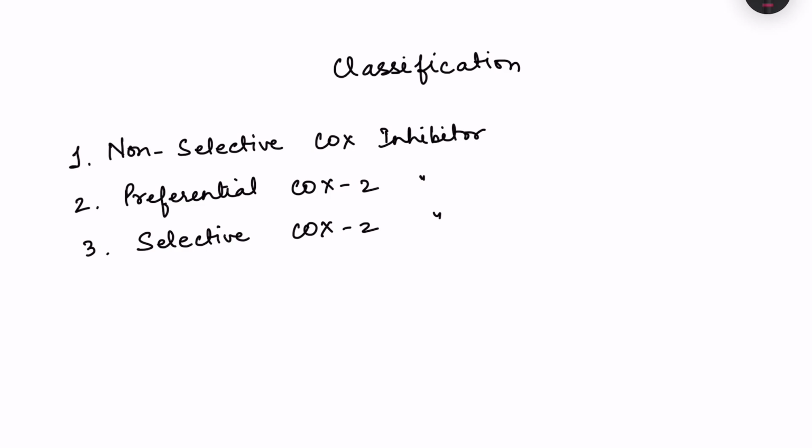Hello everyone, this is part 2 of NSAIDs. In the previous video, we talked about the mechanism of action of NSAIDs and we also saw aspirin as the prototype drug. I told you that NSAIDs are broadly classified into non-selective COX inhibitors, preferential COX-2 inhibitors and selective COX-2 inhibitors. And I told you that the mechanism of action of NSAIDs is mainly due to the inhibition of this inducible COX-2. So in the previous video we discussed aspirin among the non-selective COX inhibitors.